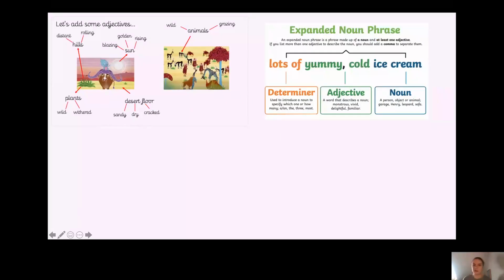noun phrases. Now remember, an expanded noun phrase needs a determiner like lots of, or a or an, or the, or a number, or most, or many. Okay, so a determiner at the beginning. Then we need our two adjectives. And what do we need between our two adjectives? Well, we need a comma to separate them.